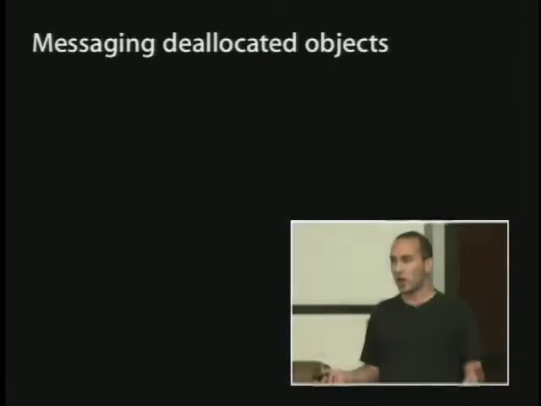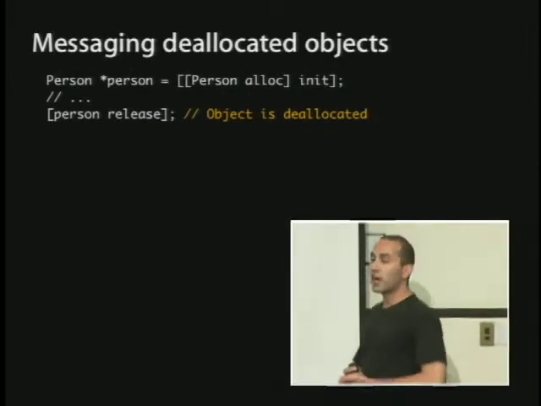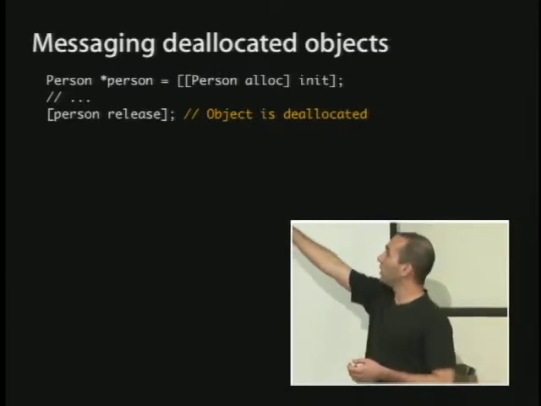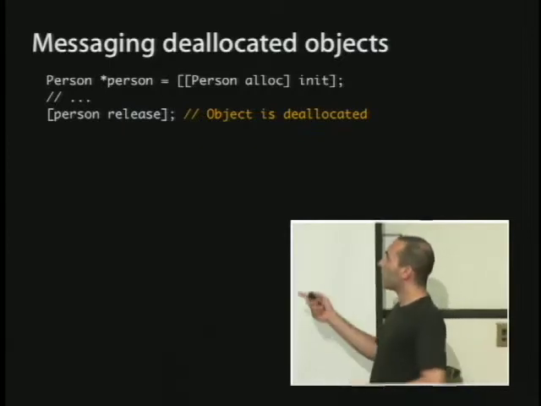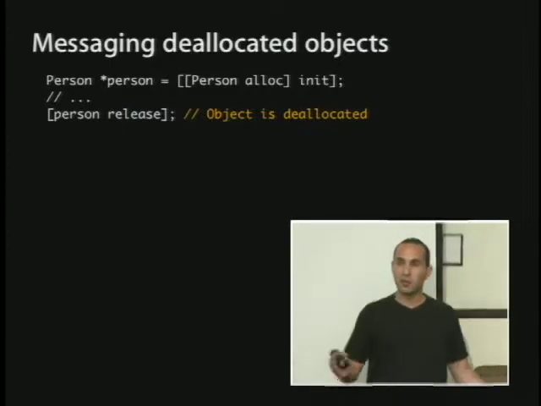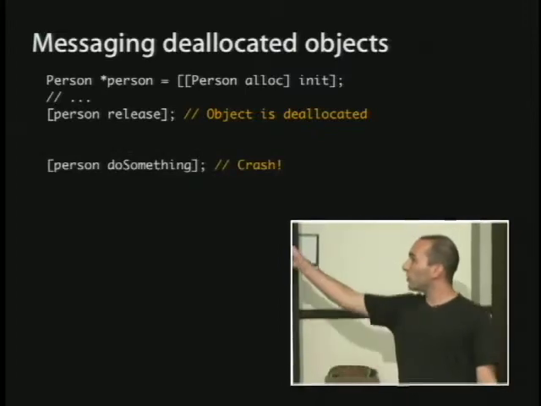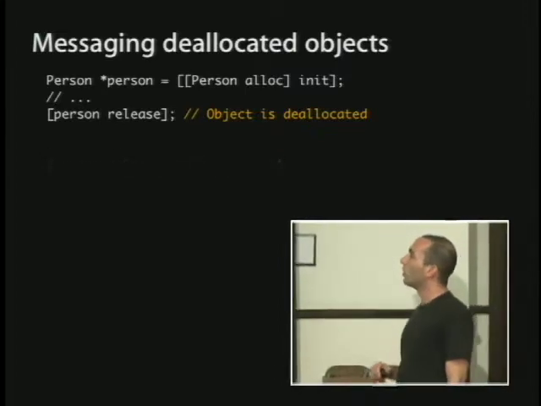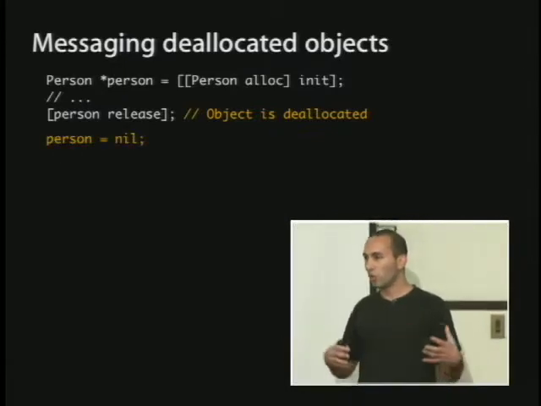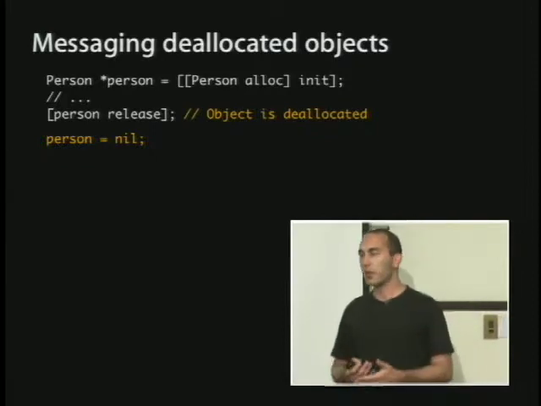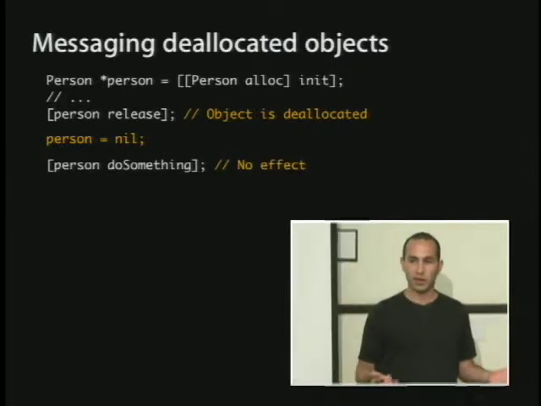What happens if you call release enough times that your object is deallocated, and then you try to message that object? Well, you actually have bad memory. In this case, we allocate, the count is 1, we release, the count is 0. At this point, person is an undefined block of memory, so if you try to do something, it's going to crash. One convention is that once you release something, you set your local instance of that variable to nil. Then if you try to do something on it, it's not going to do anything.